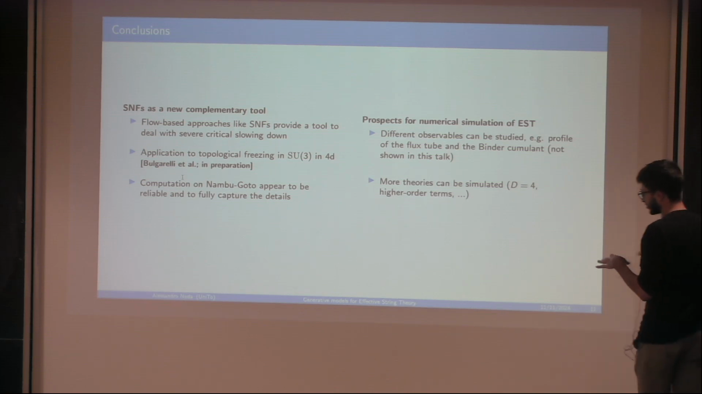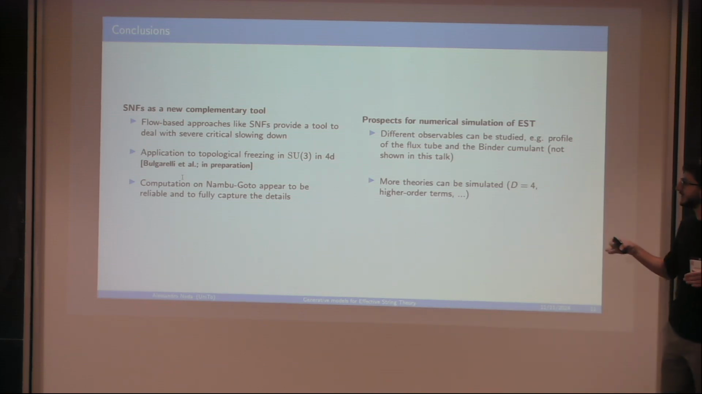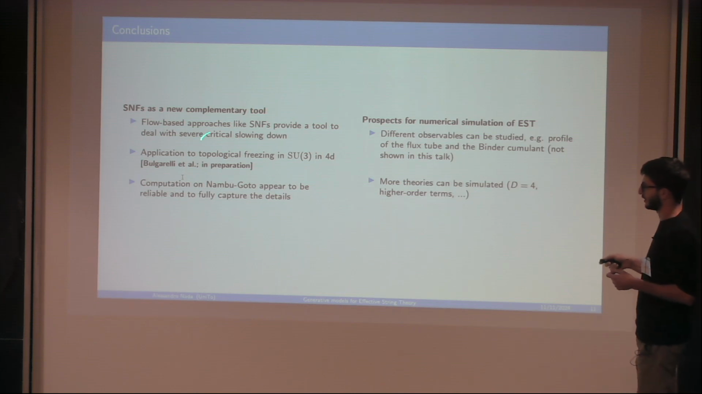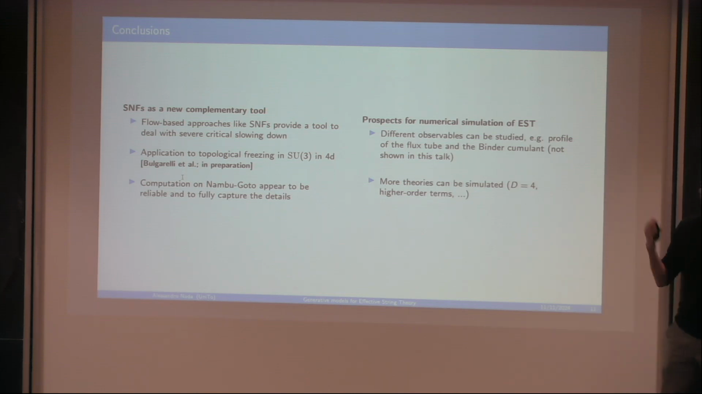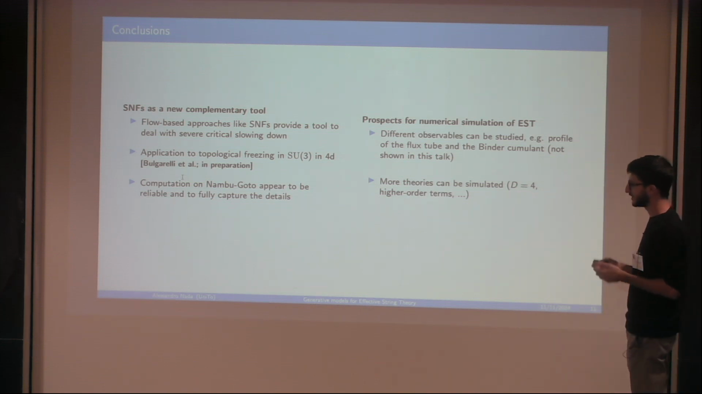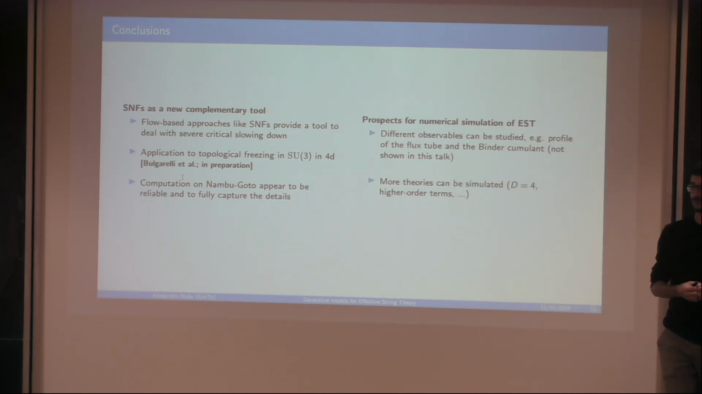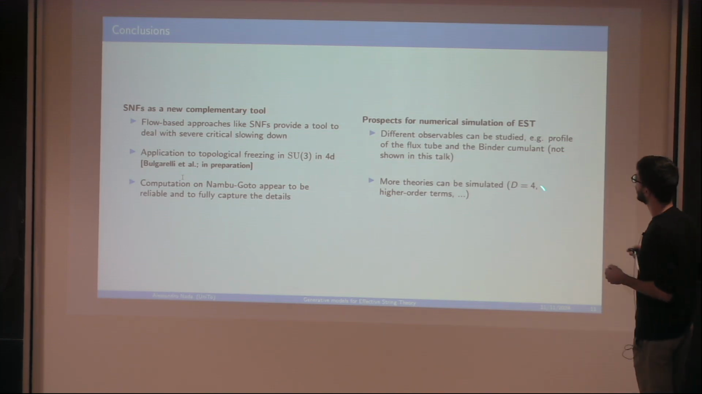So the idea is that this stochastic normalizing flow, in general the flow-based approach, essentially provides you a tool to fight critical slowing down, which is very interesting for lattice people like us. And for example, we also want to use this for the SU(3) theory, in particular to fight topological freezing. But Nambu-Goto is essentially a particular laboratory in which to do this because we know many things analytically. We can check whether this numerical approach makes sense, and it does. It works very well. It captures the fine details of the partition function, and we can also say something interesting about the string.